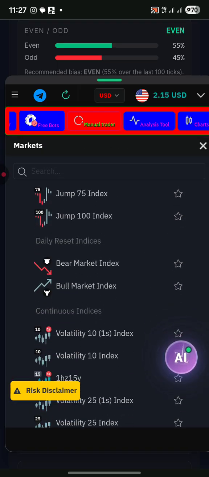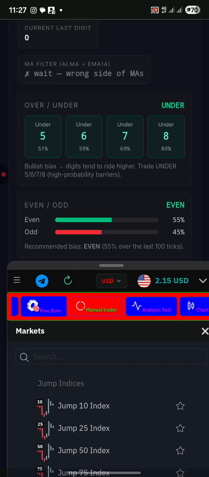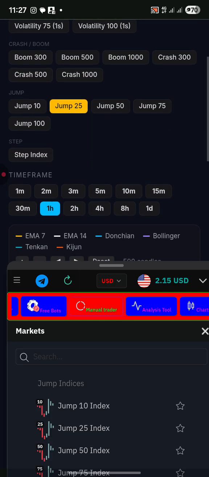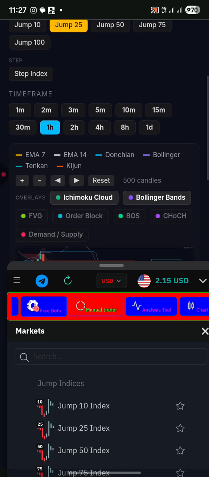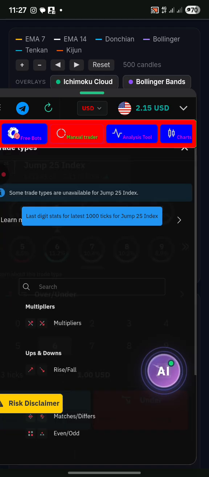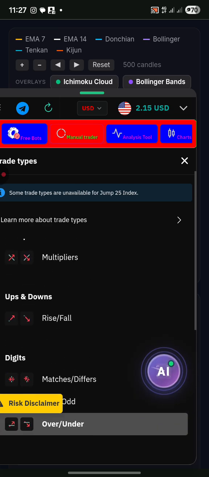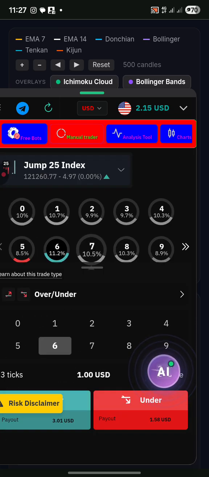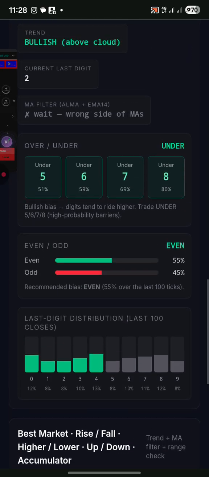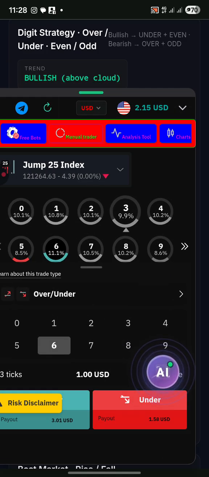For example, this market is Jump 25. Jump 25. It gives us the accumulators, but there is no accumulator bot on here, so we just assume it. If there were, that would be the better market for accumulators. But for now, you can see it's giving us the market of under 7.